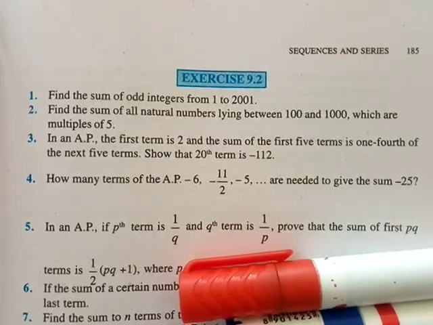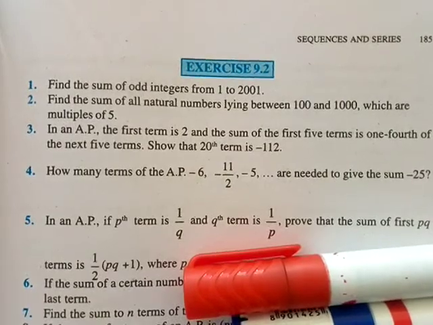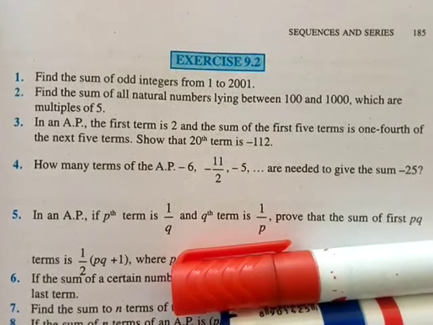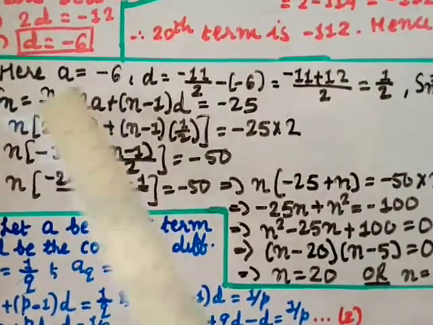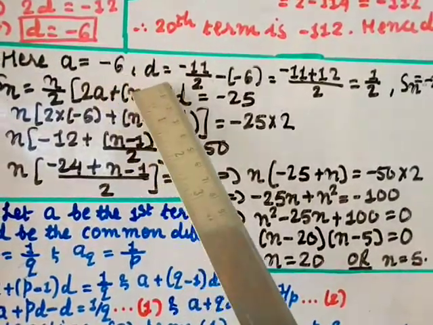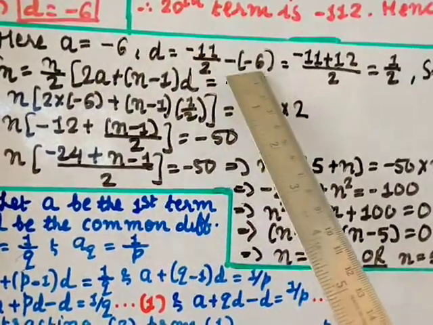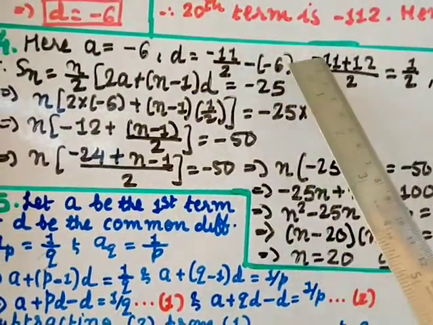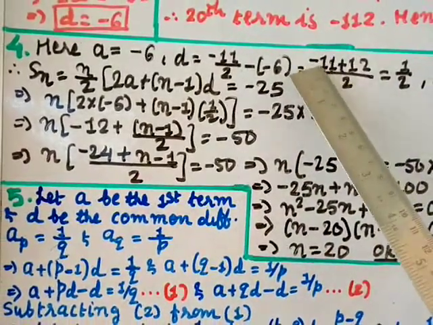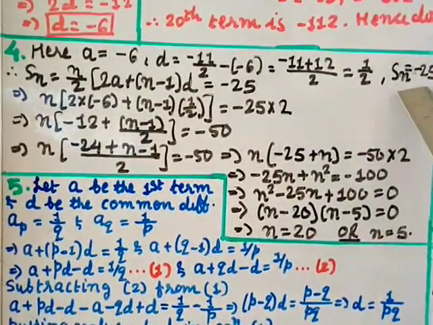Question number 4. How many terms of the AP -6, -11/2, -5, up to are needed to give the sum -25? Here a equals minus 6. From the given sequence I can take the first term as minus 6, and the common difference is the second term minus the first term. So -11/2 minus (-6). Take LCM here: -11 plus 12, over 2. This gives you 1/2, and the sum Sn equals minus 25.